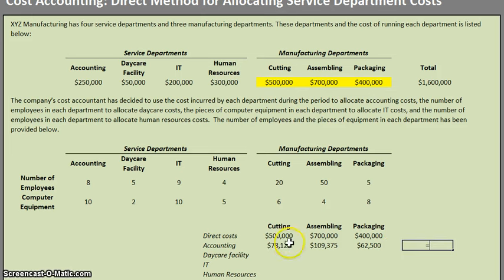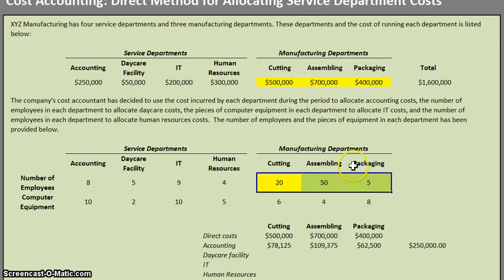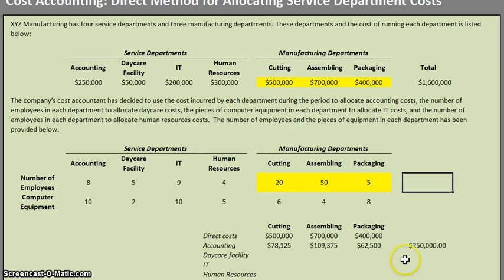And I would always recommend once you're done allocating, add everything up and make sure that it does equal out to what you're originally trying to allocate. So let's move on to the daycare facility. The daycare facility is going to use the number of employees in each department. So again, since we are focused on the direct method, we're just looking at our manufacturing departments.